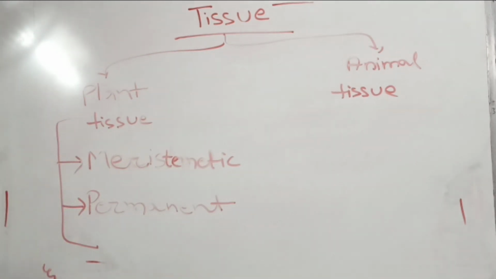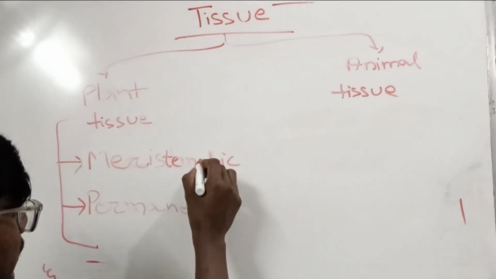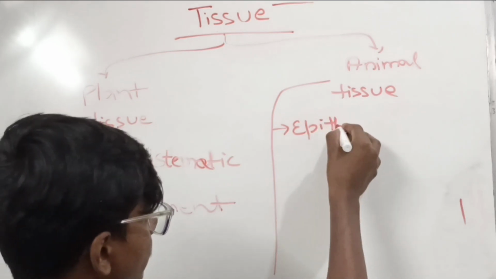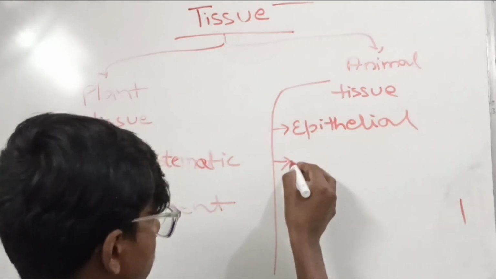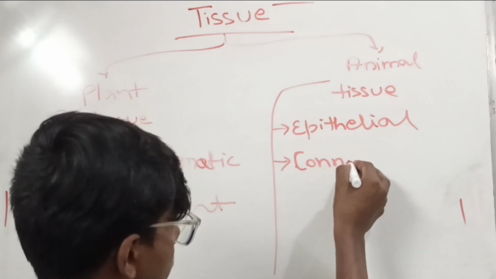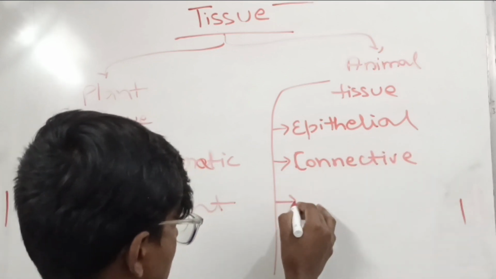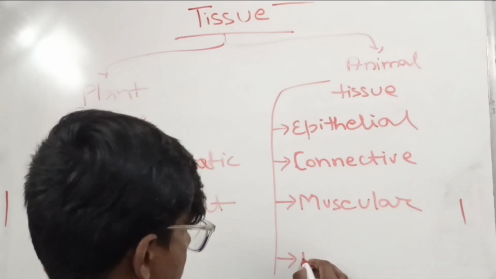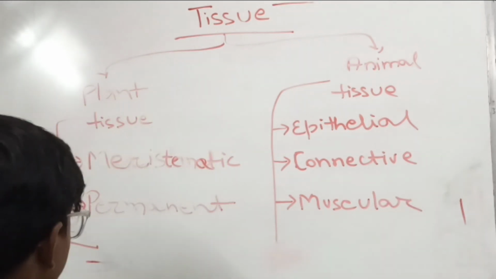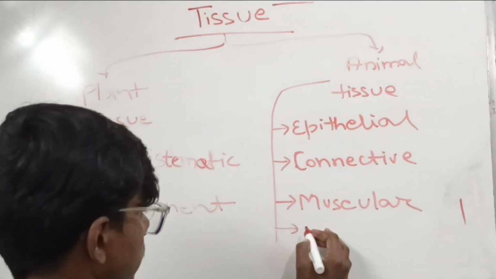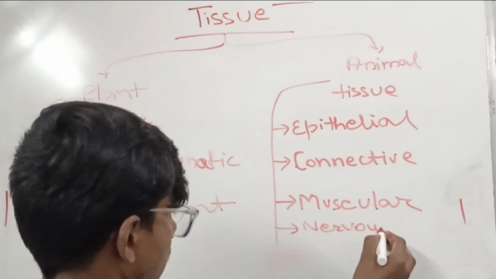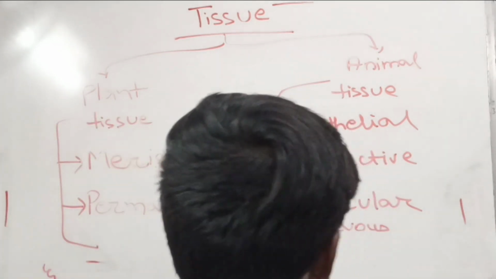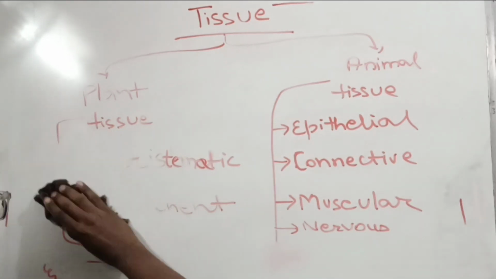Now we will see some types of animal tissue also. First is epithelial, second is connective, third is muscular, and fourth is nervous. So these are the four types of animal tissue. We will see all these types one by one. First we will start from the plant tissue.